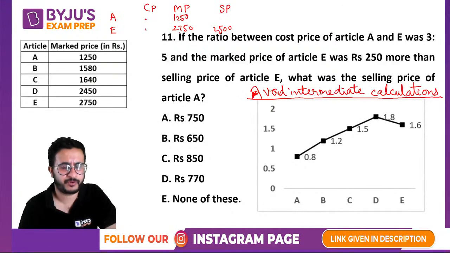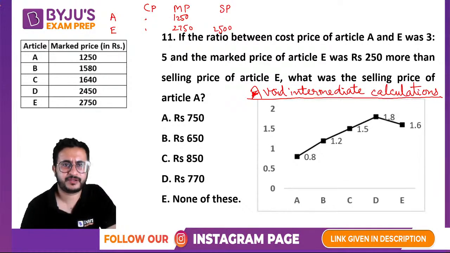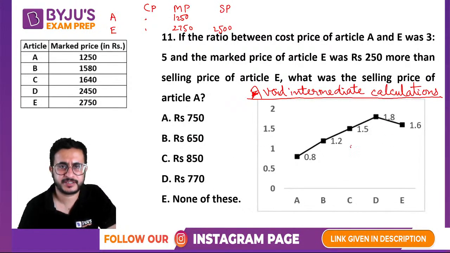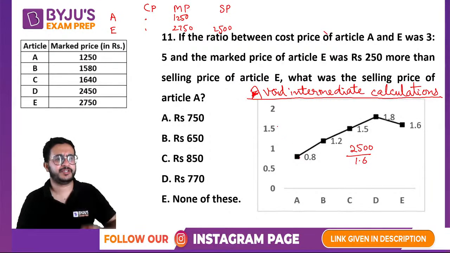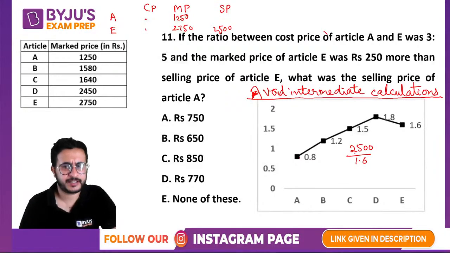Okay, what people will do is they will calculate the cost price of E. They will say the cost price of E is 2500 by 1.6. They will get the cost price of E. Then they will calculate the cost price of A from this. Then from the cost price of A they will find the selling price of A, right? Instead of doing this, do it this way. ये आ गया, ठीक है?